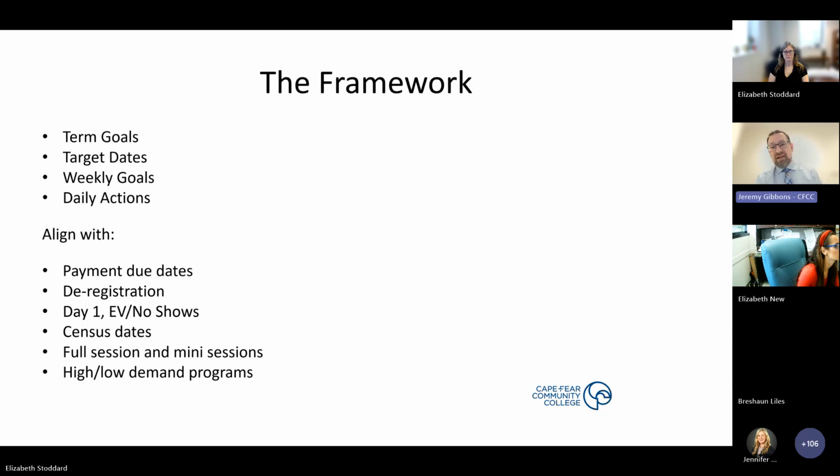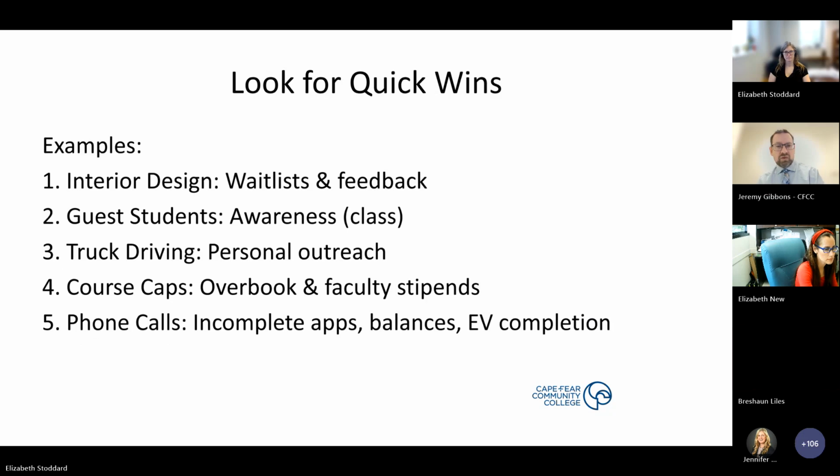Daily, I'm looking at programs that have high demand and low demand. If we have a program that's looking like it's going to be over-enrolled, are there opportunities to meet that demand? And if a program's looking like it's maybe not going to meet the benchmark, what can we do daily to try to move that needle? We can go to the next slide.